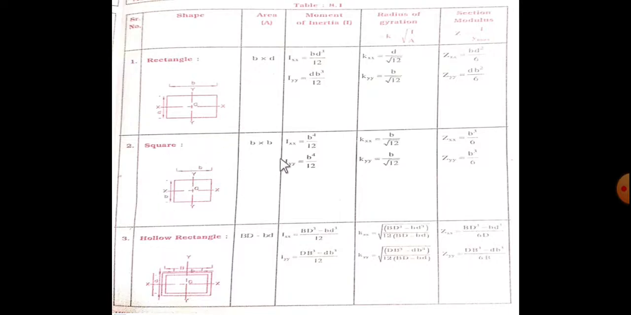Suppose this is a square, so Ixx is equal to b raised to 4 by 12, and here again b raised to 4 by 12. Hollow rectangular section, so Ixx is equal to bd cube by 12 minus small bd cube by 12. Iyy is equal to db cube by 12 minus small db cube by 12. That we have to memorize.